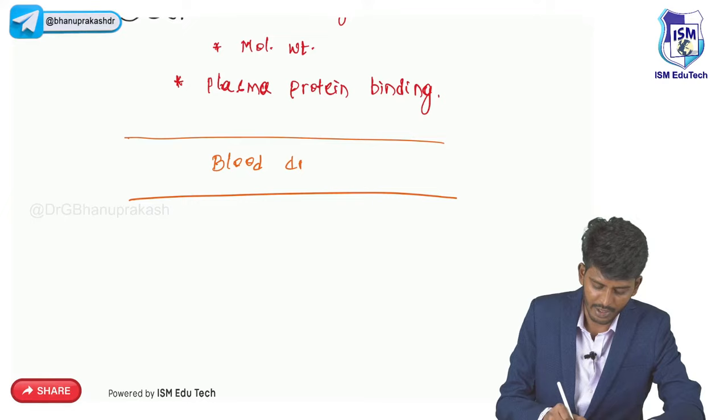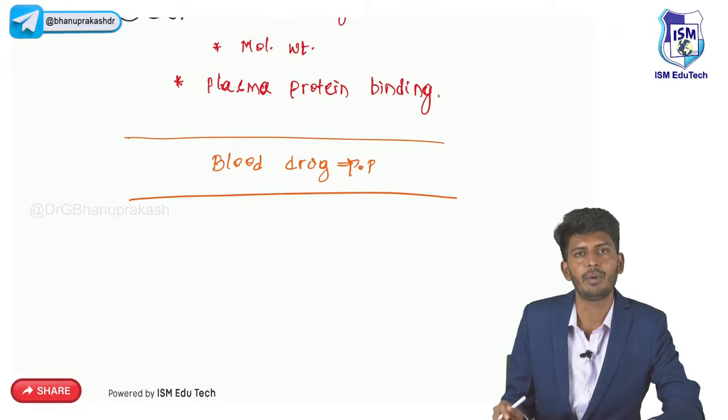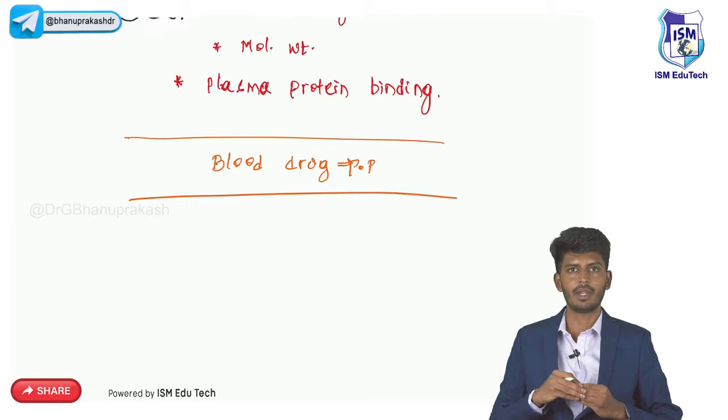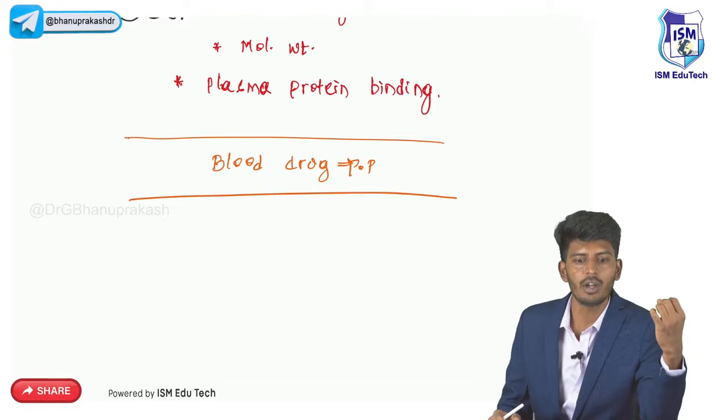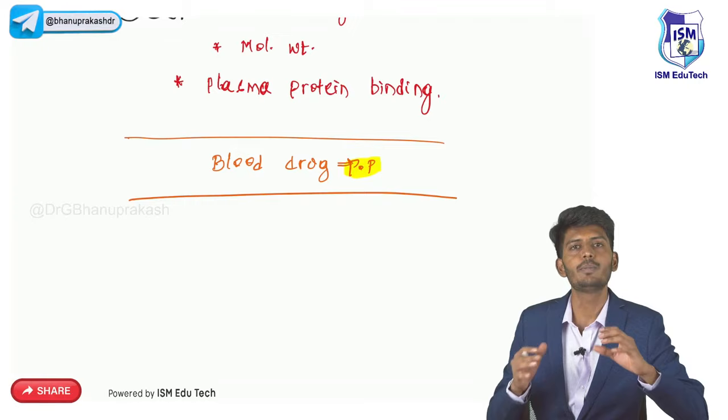Now, this drug is bound to the plasma protein. Now, listen to me very carefully. The drug came into the body through the route of administration. From there, the drug was absorbed. Now, this absorbed drug is inside the blood vessel. In the blood vessel, the drug was going like this. It saw a beautiful girl. That beautiful girl was plasma protein. To this beautiful girl, the drug went and got attached.